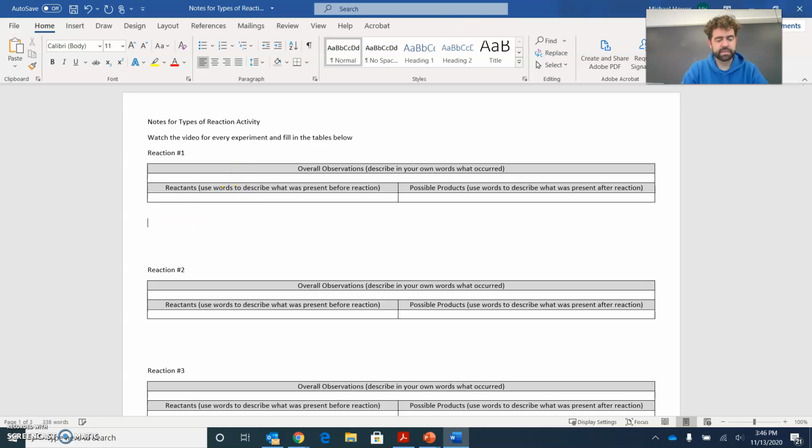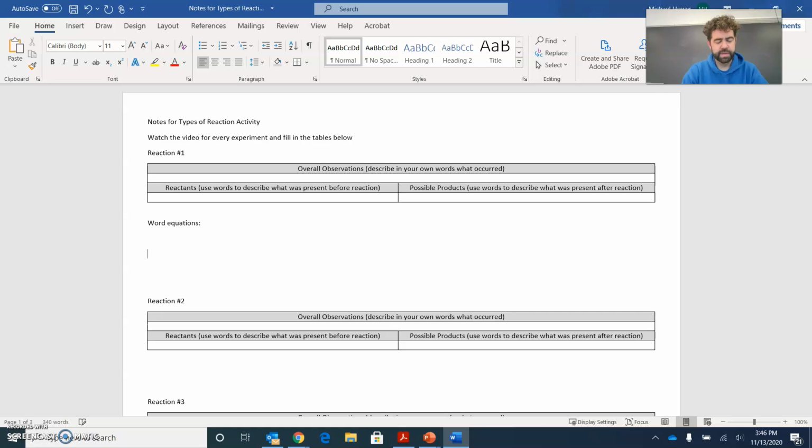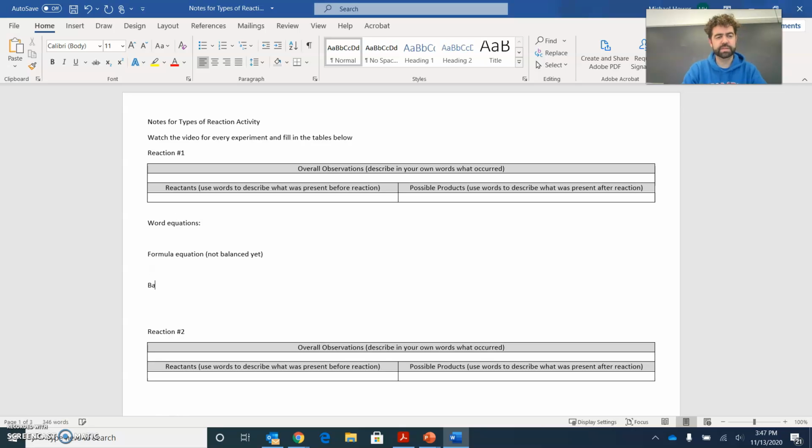So what I'm going to add to this, just to make this a little easier, is I'm going to put, first of all, word equations, and then a few spaces, and then formula equation. And just as a note, you don't have to type this, but I'm going to put "not balanced yet." Doesn't mean necessarily, a lot of people confuse unbalanced with not, we just haven't balanced it yet. So it doesn't mean it's wrong, we just haven't got around to it yet, which leads us to the next thing, which is balanced equation. These are the three things we're going to focus on.